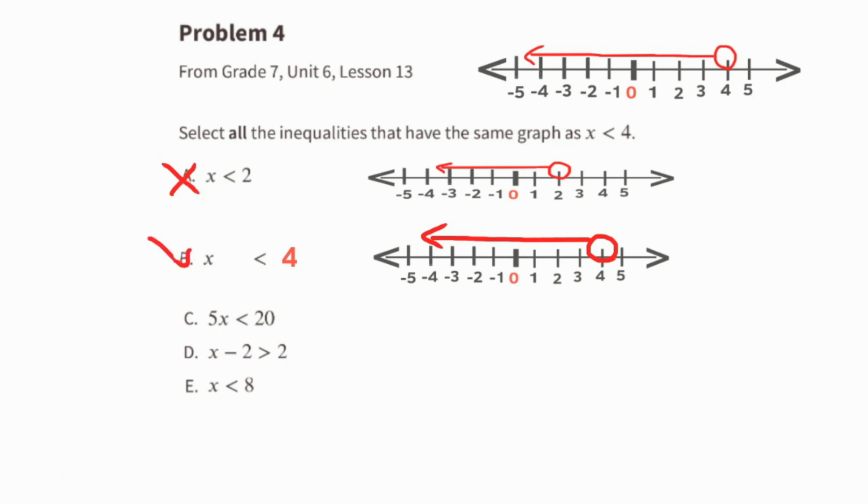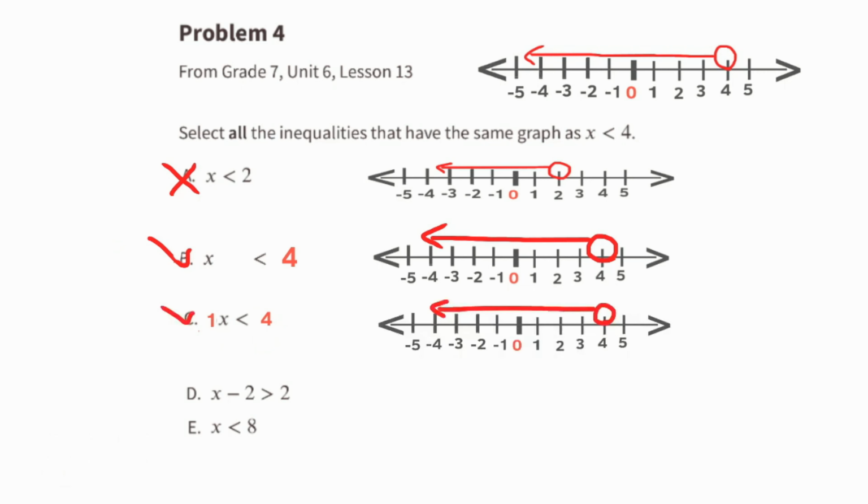C. 5x is less than 20. To get the x by itself, we need to divide both sides by 5. 5x divided by 5 is 1x, or x, and 20 divided by 5 is 4. So now the inequality reads x is less than 4. So that too will have the same graph as x is less than 4.